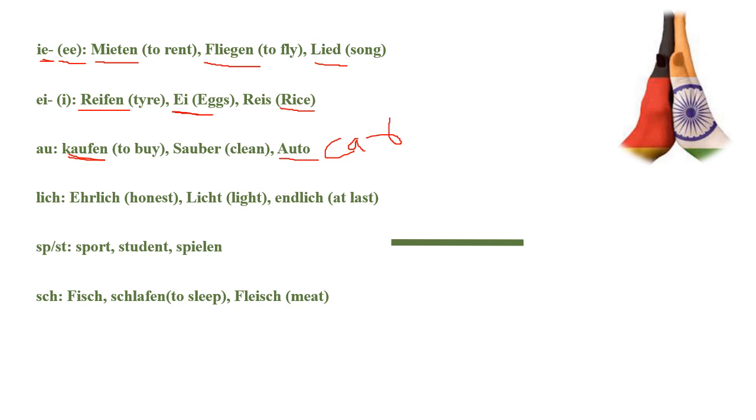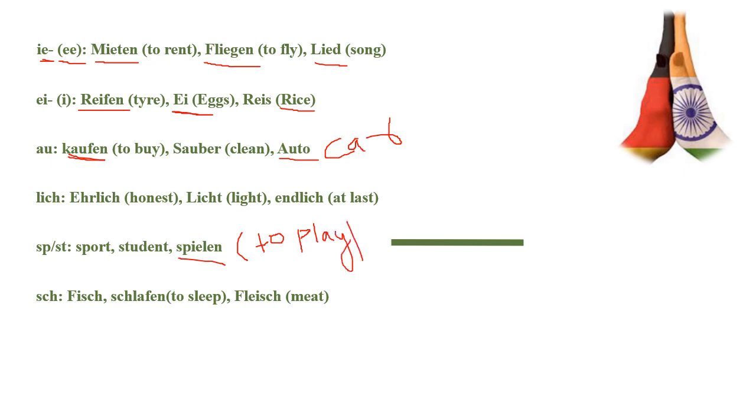Similarly, lich, ehrlich, list, and lich. Okay. It is spielen. Spielen means to play. It is a verb. It is conjugated. Later on, I will teach you what conjugation is.